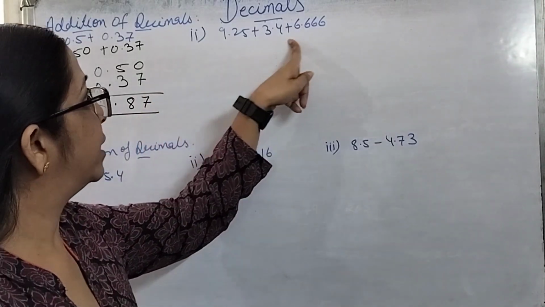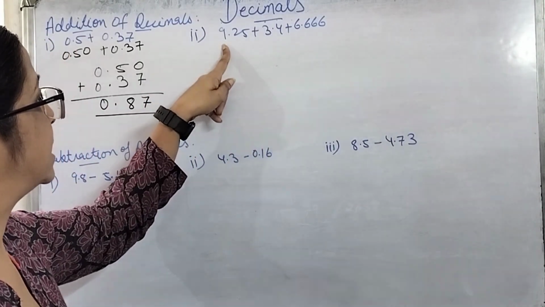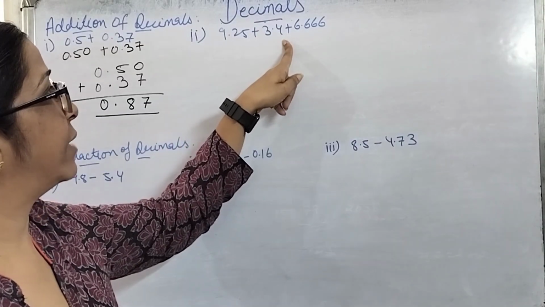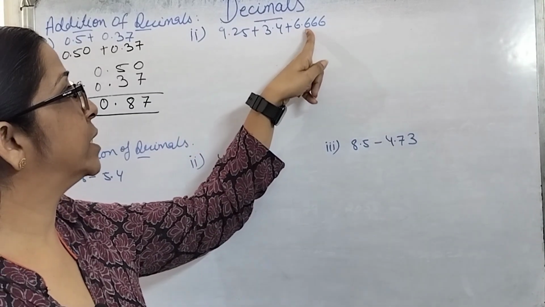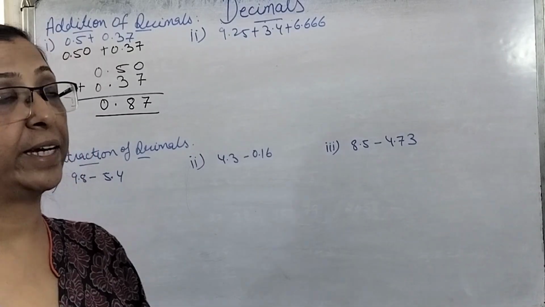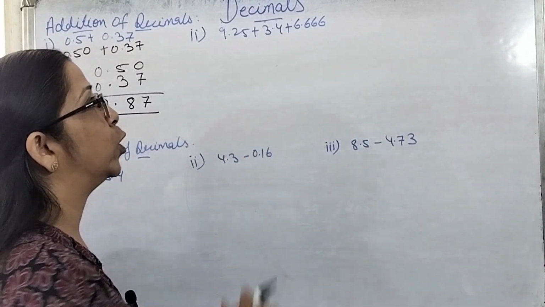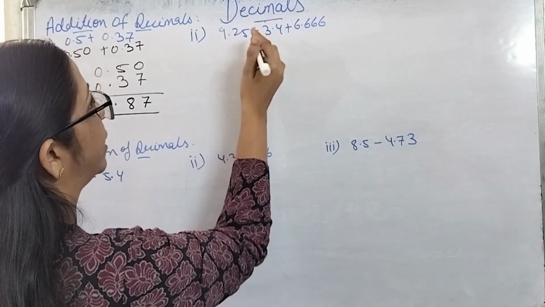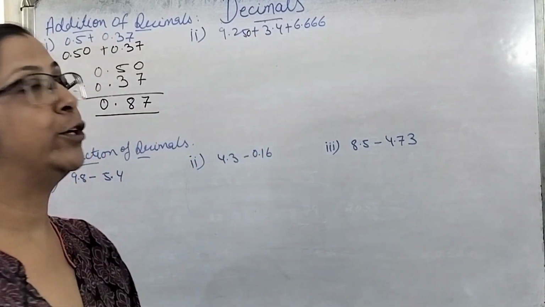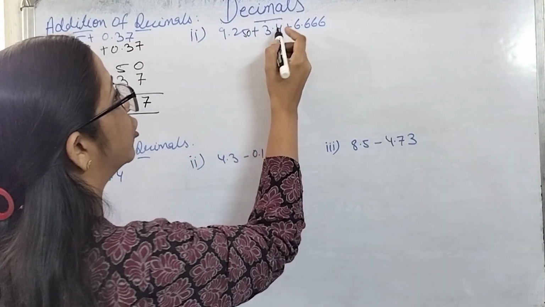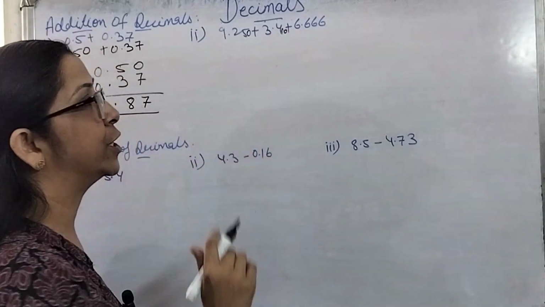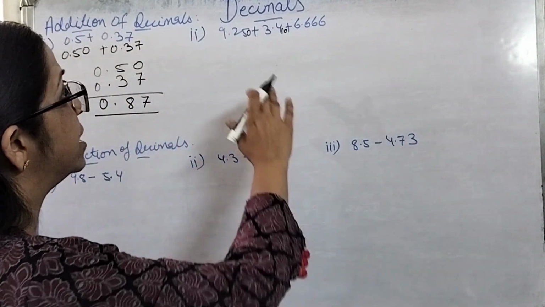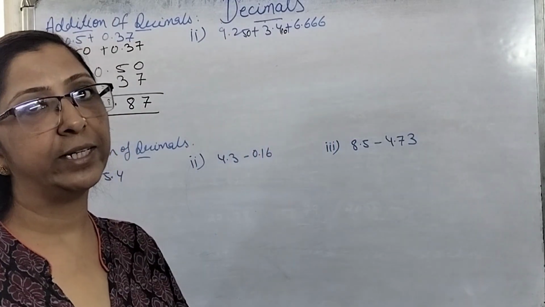Now suppose we have to add these three decimal numbers. Here we can see that 9.25 has two decimal places, 3.4 has one decimal place, and 6.666 has three decimal places. So first we will convert all these numbers to the same number of decimal places. For that, 9.25 could be written as 9.250. 3.4 could be written as 3.400, and 6.666 already has three decimal places. Now all three numbers have three decimal places.